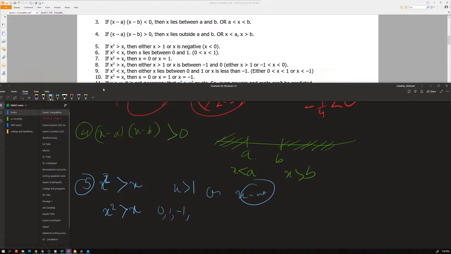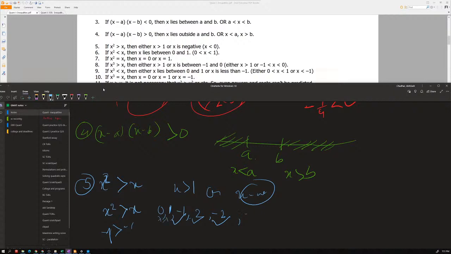So now we have to take a bigger value. Let's take 2. 2 square is 4, greater than 2, right? So this satisfies. Let's take minus 2. Minus 2 square is 4, greater than minus 2, so this satisfies. How about minus 1? Minus 1 also satisfies, because minus 1 square is 1, and 1 is greater than minus 1. So basically all the negative values satisfy. Among positive values, 1 doesn't satisfy, 0 doesn't satisfy.